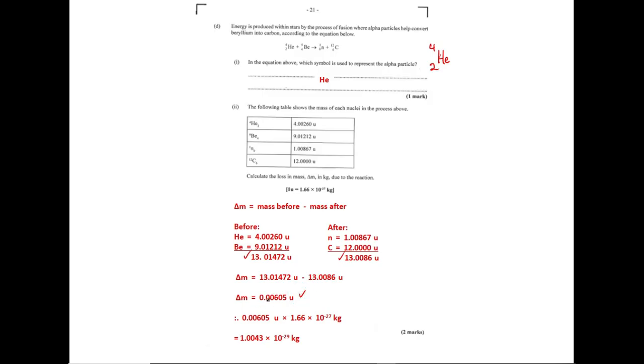0.00605 U. And whatever answer I got, I converted it, because I multiplied by 1.66 times 10 to the negative 27 kilograms. Because if 1 U is equal to 1.66 times 10 to the negative 27, then 0.00605 U will equal X. You just transpose, so this goes here, this goes there, and then you get this. And so the answer is 1.0043 times 10 to the negative 29 kilograms. That's the answer right there for that.